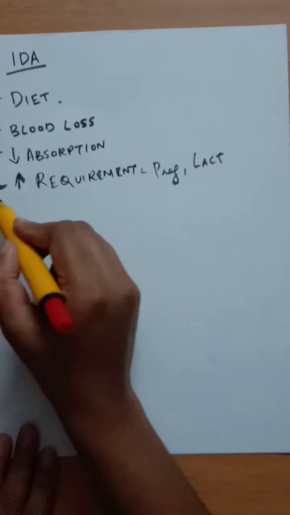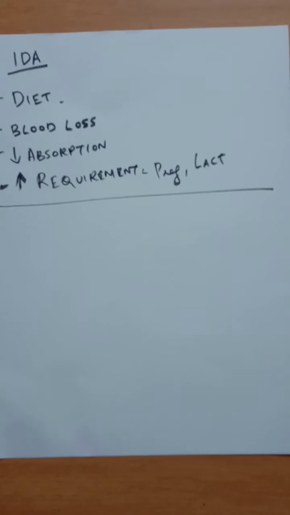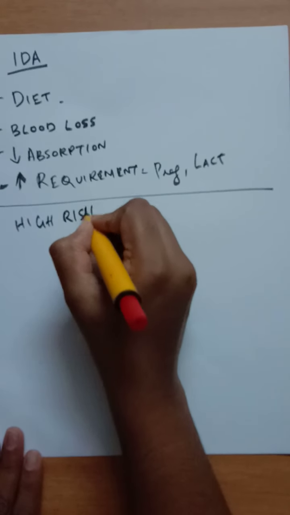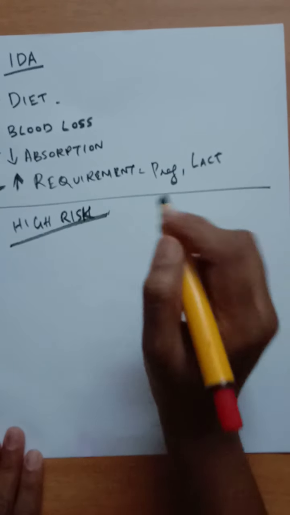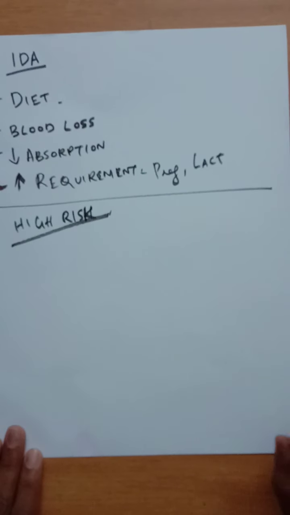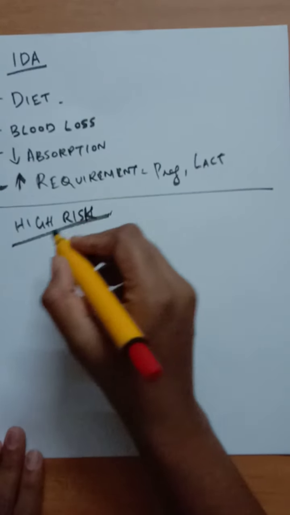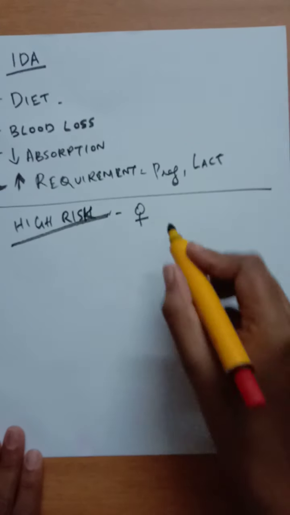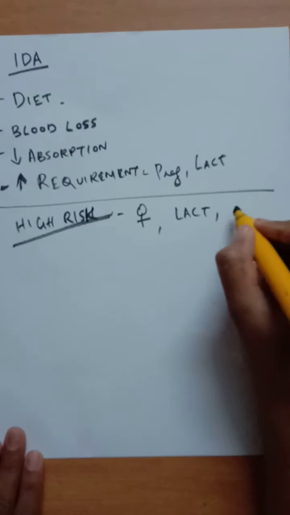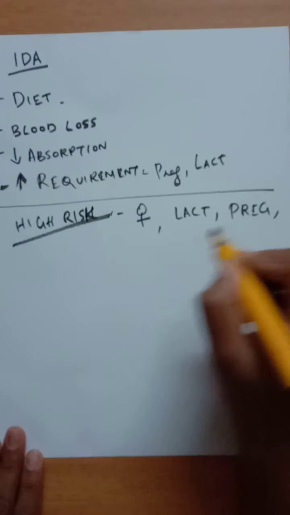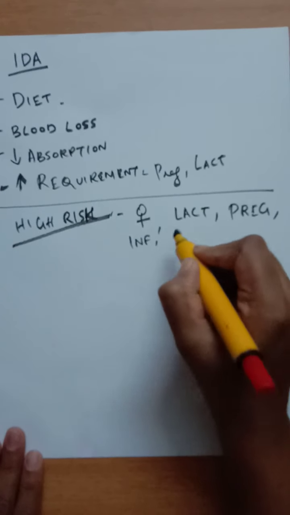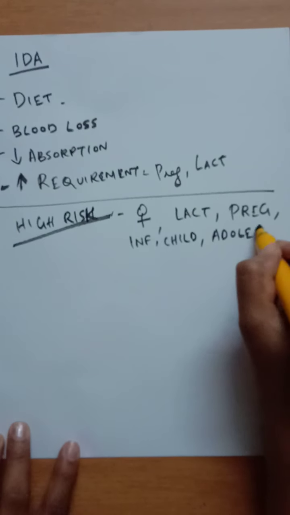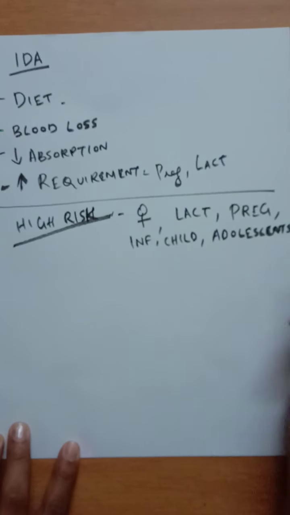Then the high risk groups for developing iron deficiency anemia are, so in them we have to screen frequently for iron deficiency anemia. They are women of childbearing age group, lactating mothers, pregnant women, and infants, children, adolescents. So these are the high risk groups for iron deficiency anemia.